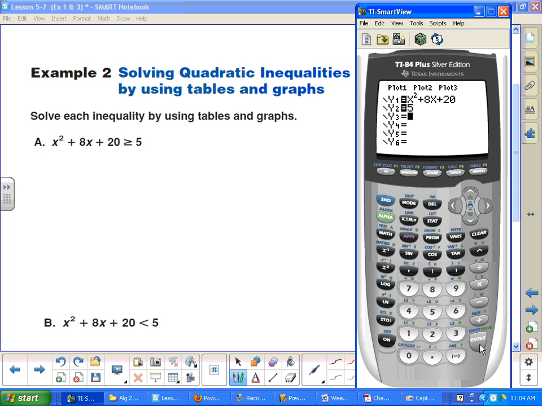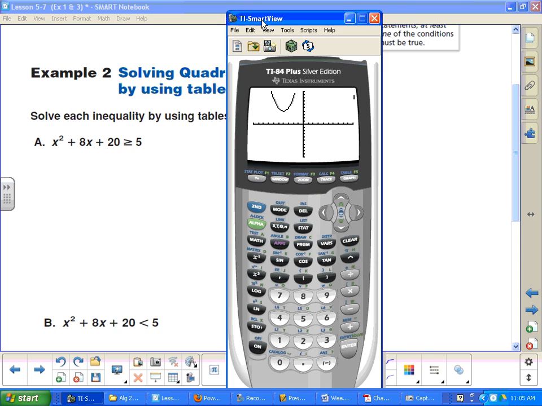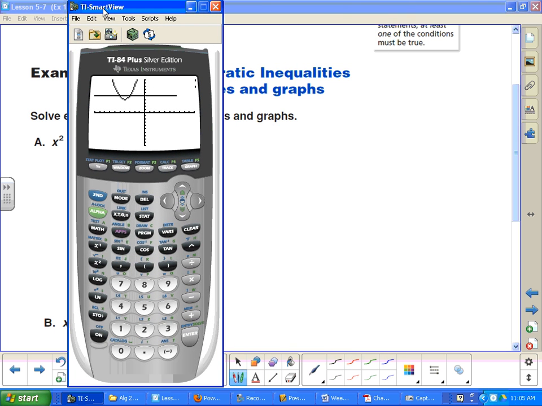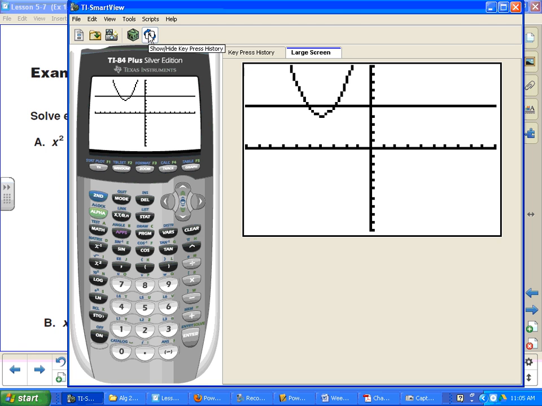And when we make our window for this graph, we want to make sure that we can see the max or the min, whichever this graph has. Does this have a max or a min? Okay, it has a min, opens up. x squared is positive. So when I graph it, I want to be able to see where the lines intersect well enough so I can find those 2 points.